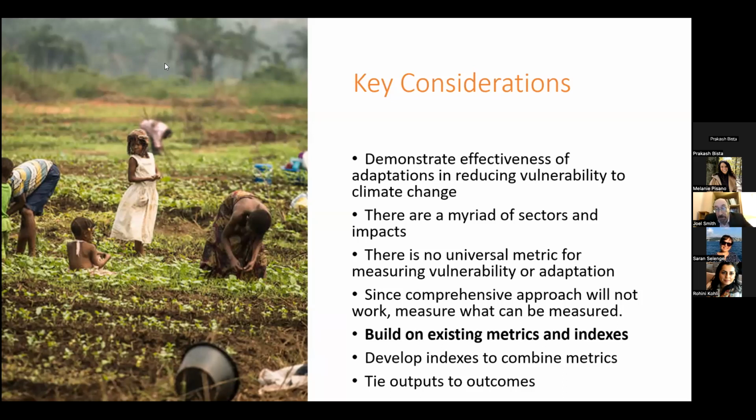And we suggest building on existing metrics and indices, develop indices to combine metrics, and work to tie outputs to outcomes. That's not easy, as that agriculture example showed, but ultimately we need to show not just that our adaptation measures are being put on the ground, but what good are they doing? So with that, I'll stop and stop sharing my screen.